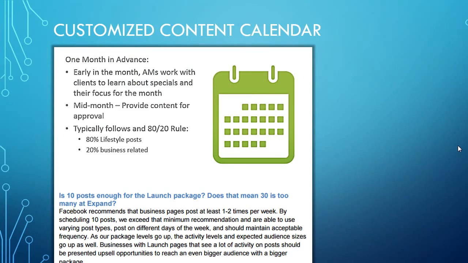Okay. So Scott's going over some of the deliverables and what you can expect with social media management. We want to talk really quickly about the customized content calendar, about 1 month in advance. Early in the month, account managers work with clients to learn about specials and their focus for the month. Mid-month, they provide content for approval. It typically follows an 80-20 rule: 80% lifestyle posts and 20% business related.